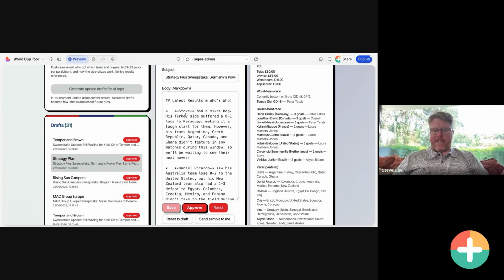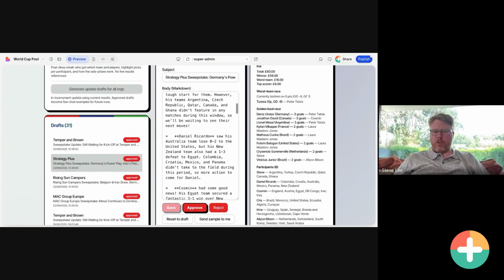So Steve had a mixed bag. His Turkey side suffered a 0-1 loss to Paraguay, making it a tough start for them. However, his teams, Argentina, Czech Republic, Qatar, Canada, and Ghana, didn't feature in any matches during this window, so we'll be waiting to see their next moves. So it's something personalized to your organization. It relates the person that's drawn the teams and top scorers to how those teams have performed.